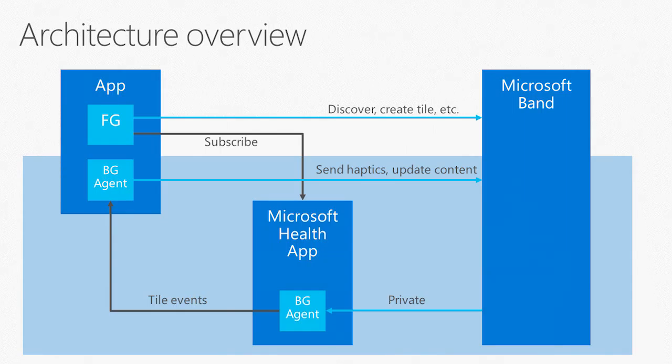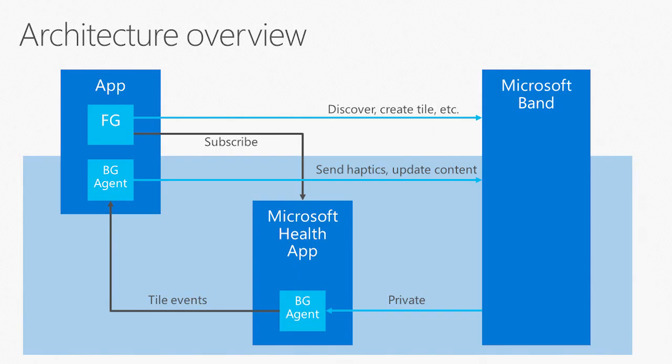Now, when your foreground app is launched, it will typically discover the band, connect to it, maybe create tiles and so on. And it's doing that over a Bluetooth connection of its own. So it's got its own separate connection, and that's maintained within the Band SDK. So you don't really have to think about the Bluetooth or the communication protocol. You're just dealing with the API in the Band SDK, and it manages that communication.